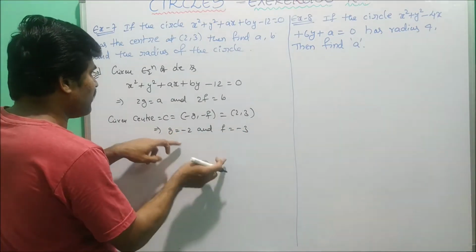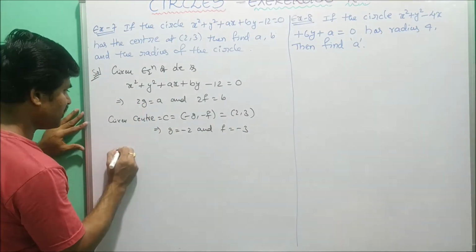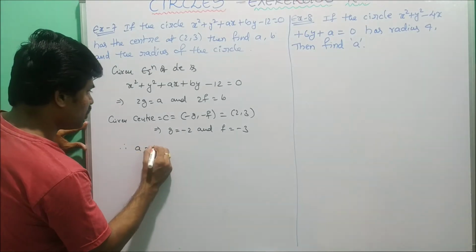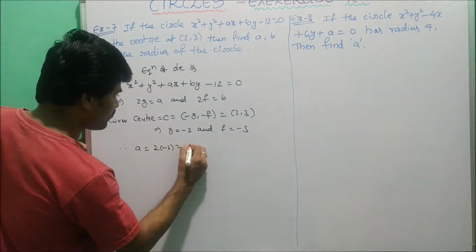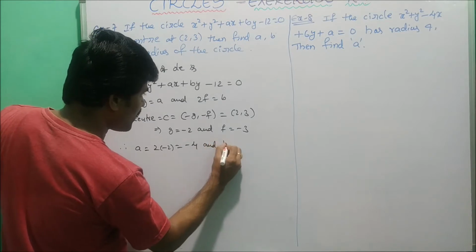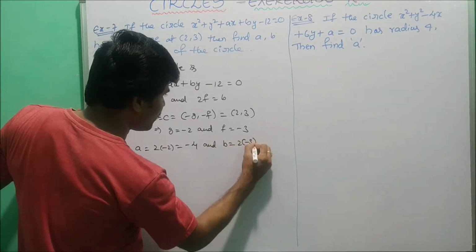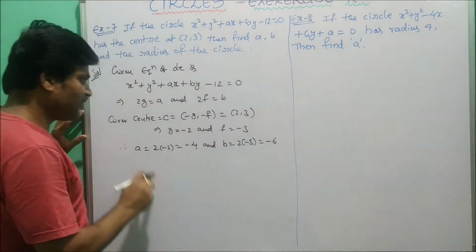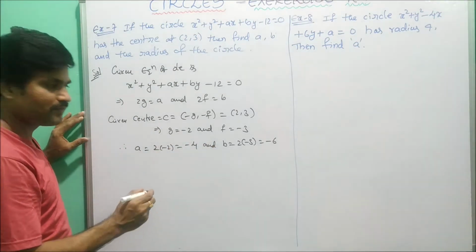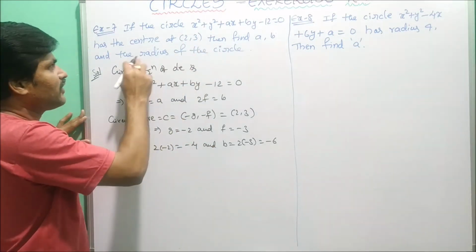Now we substitute the values. Therefore a equals 2 into -2, that equals minus 4, and b equals 2 into minus 3, that equals minus 6. So these are the values of a and b. And also we need to find the radius of the circle.